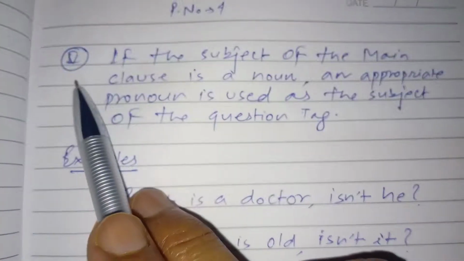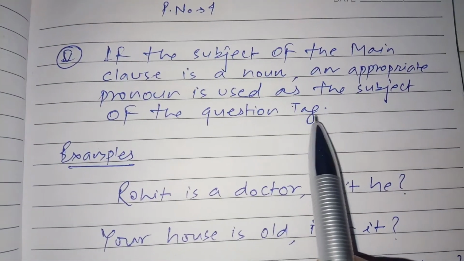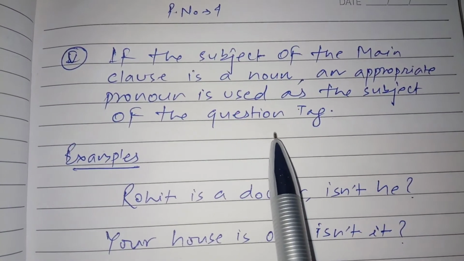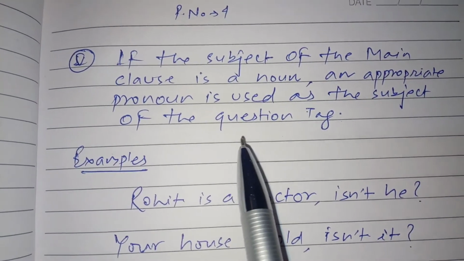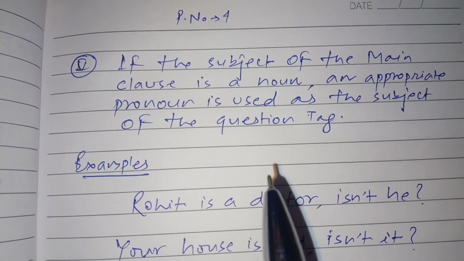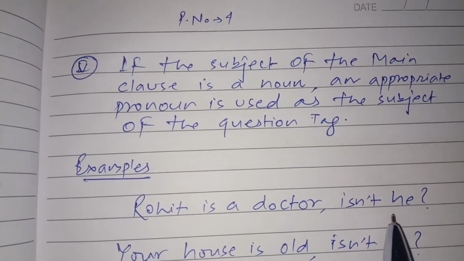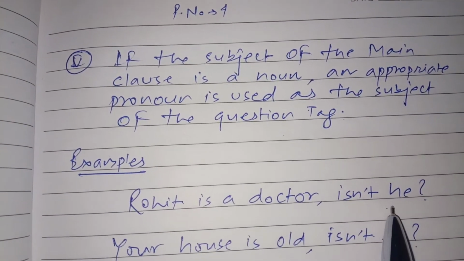Rule number 5. If the subject of the main clause is a noun, an appropriate pronoun is used as the subject of the question tag. It should always be kept in mind that you should never ever use a noun in the question tag. Always a pronoun will be used.